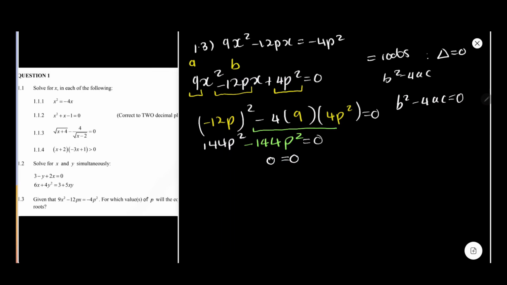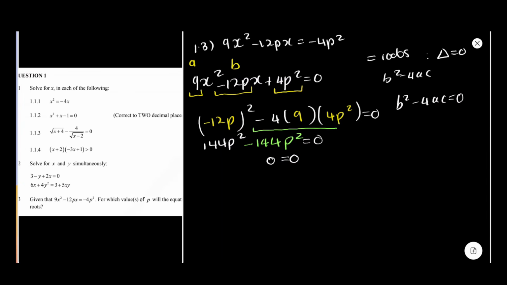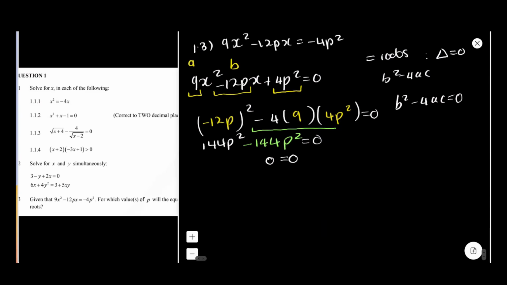Okay, so remember the question was, for which value of p will this have equal roots? So to understand this, an equation is like a statement. For example, I could say x plus 2 is equal to 5. It's a statement that is true, but for a specific x value. So x plus 2 really is equal to 5 if x is equal to 3. Then the statement is true. Okay, so that's what an equation is.